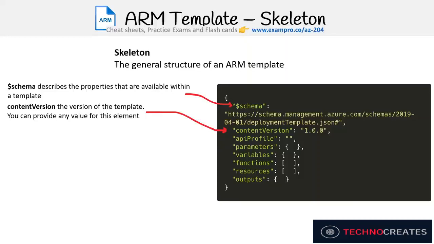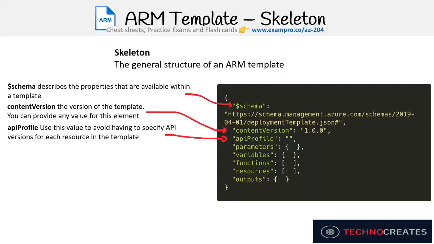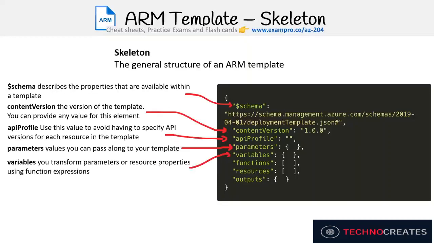It's just your way of keeping track of the version of your current template. Then you have the API profile. You use this value to avoid having to specify API versions for each resource in the template. You have parameters. These are values you can pass along to your template. You have variables. This is where you transform your parameters or resource properties using function expressions.